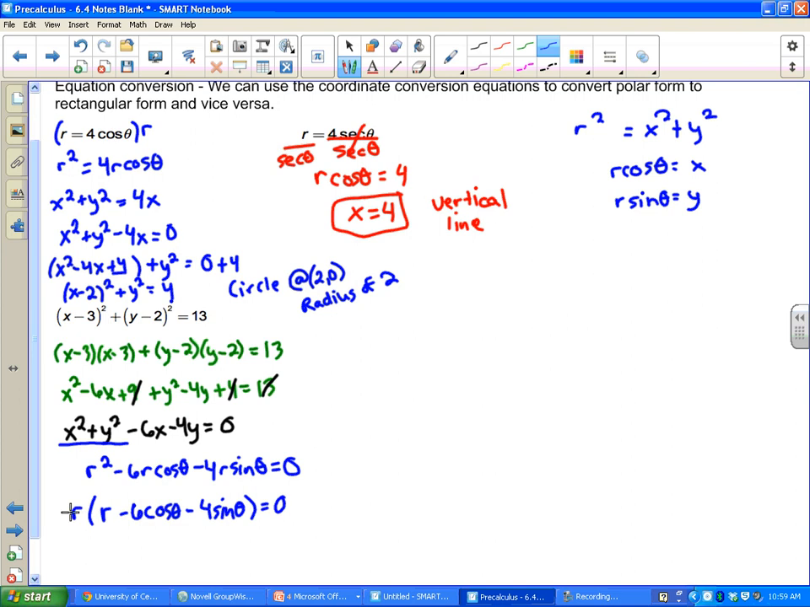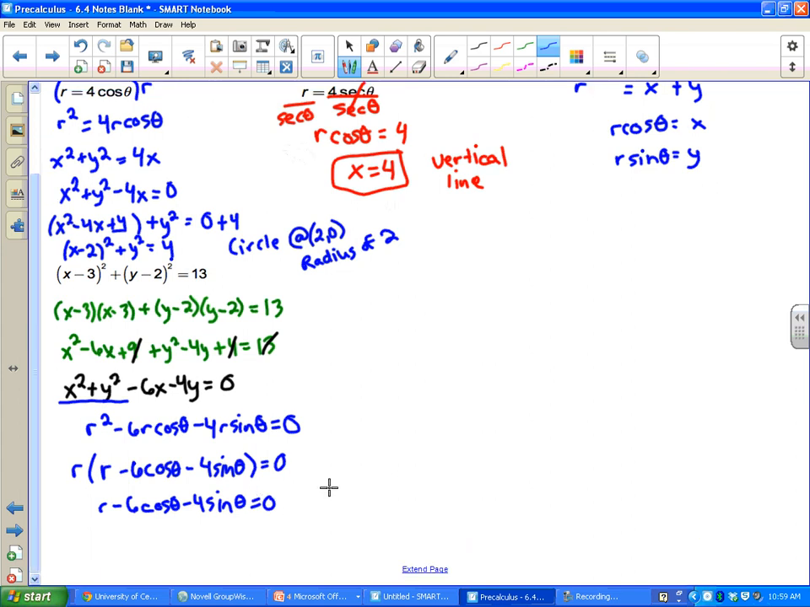Okay, so that r, just like earlier we multiplied everything by r, well, I can divide by r and get rid of it, and it's gone. And then I just have to add the 6 cosine theta and the 4 sine theta over to the other side to solve this for r. And then I can put this into my calculator.